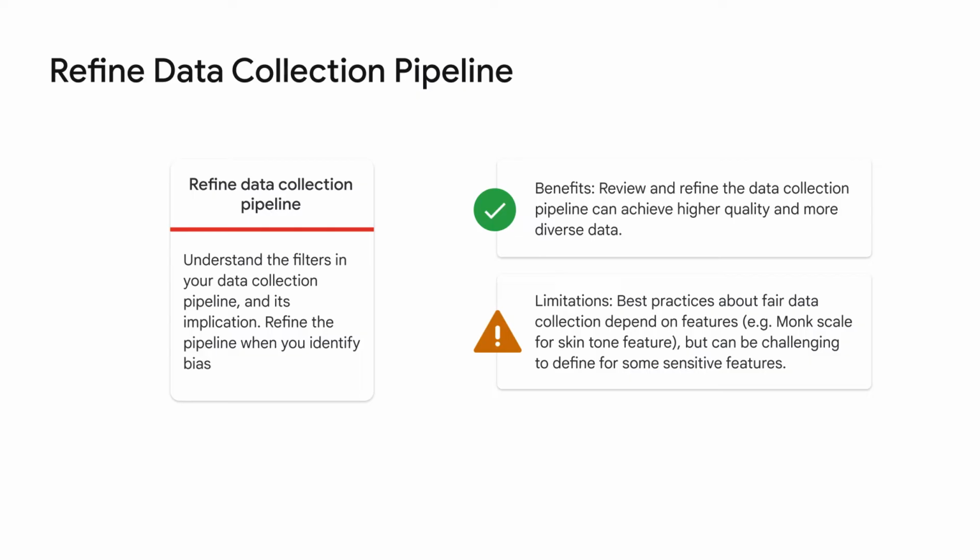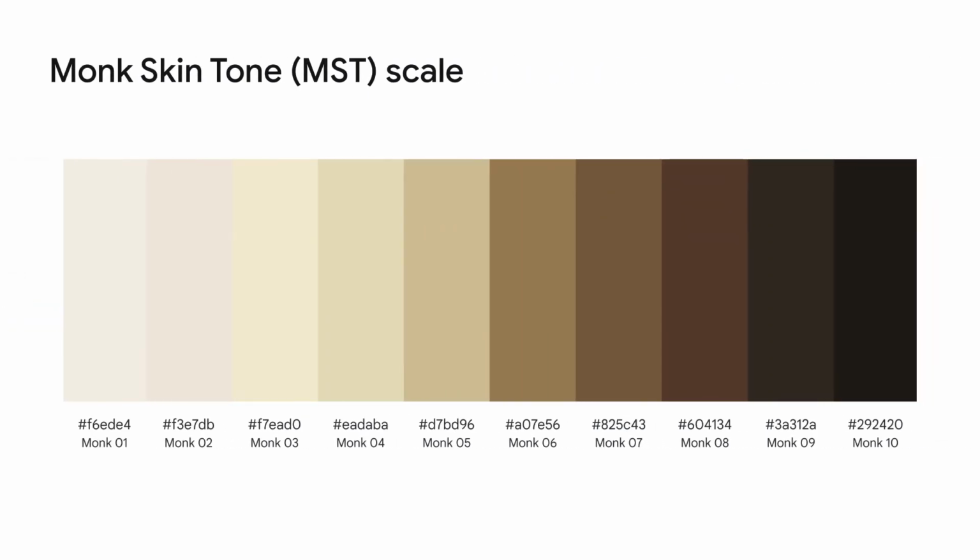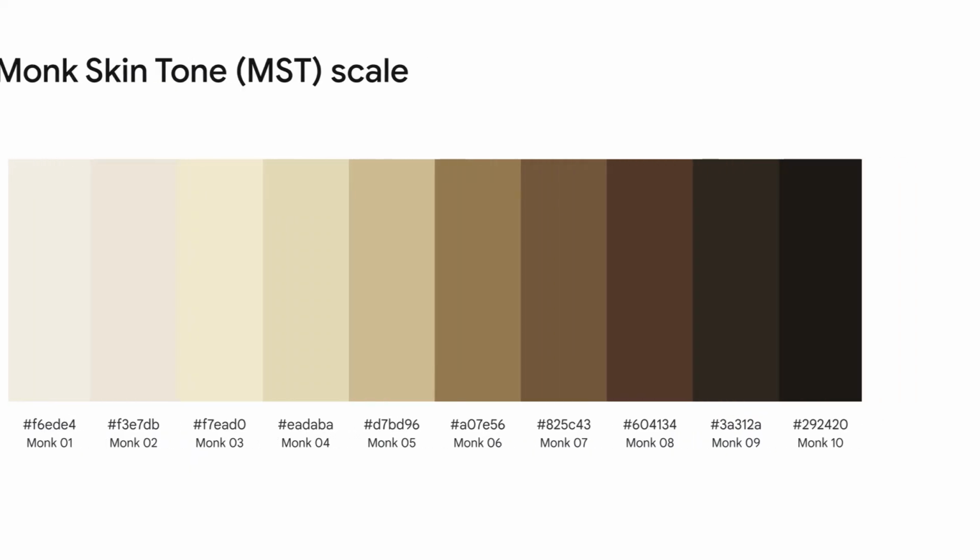Best practices about fair data collection depend on features. For example, if you want to collect a fair human face image dataset, you can use the Monk Skin Tone, or MST scale. Developed by Dr. Ellis Monk in partnership with Google, the MST scale provides a 10-shade scale of skin tones that can be used to evaluate datasets and ML models for better representation. However, this kind of best practice might not be available for some sensitive features, and it can be challenging to define it from the beginning.